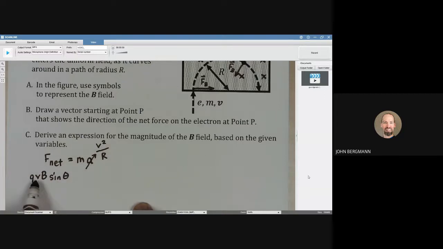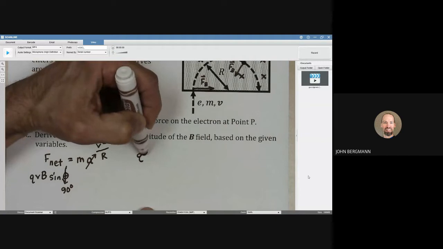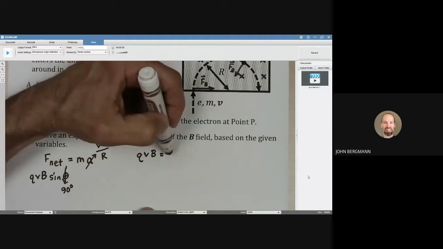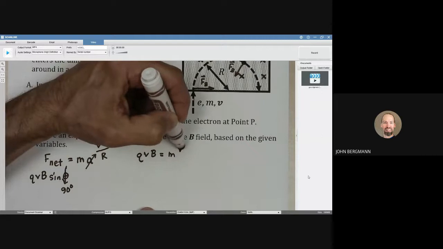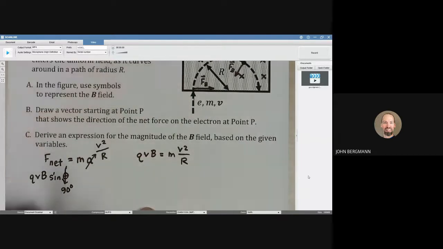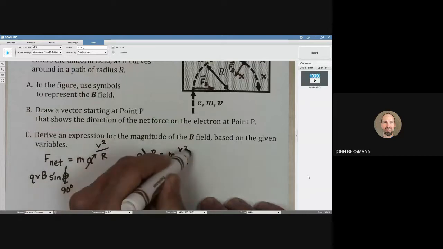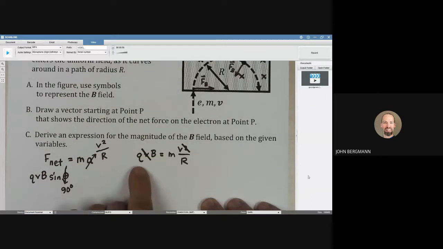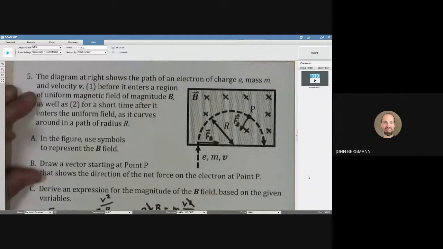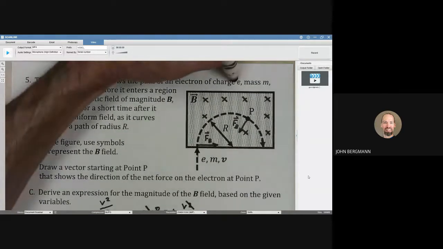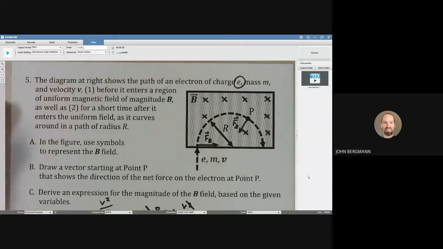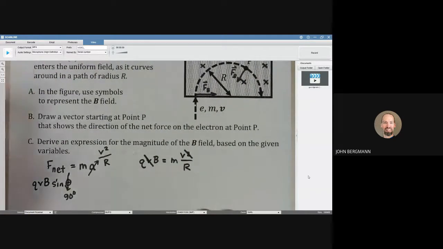What's theta with regard to the direction of v and the direction of B? You can see that theta is always 90 degrees. And if theta is always 90 degrees, then the sine is 1. So let's rewrite this: q v B is equal to m v squared over r. It looks to me like one of the v's is going to cancel. We know what q is, and actually, because of this problem, it's not given as q, it's given as e. So we should really change that to e. So let's go ahead and do that.